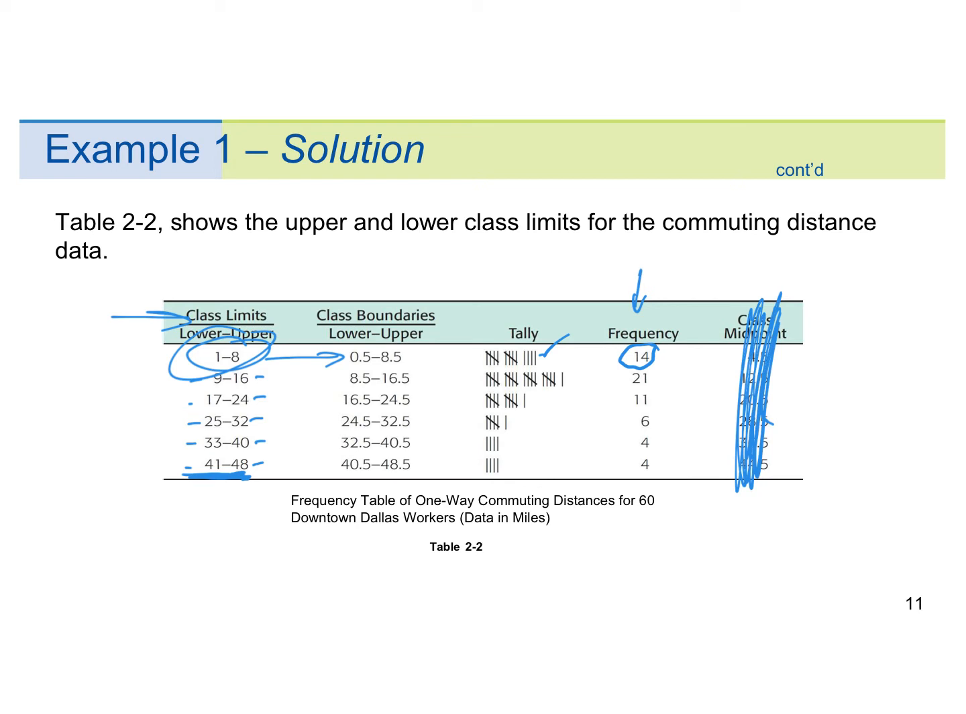Okay, so let's talk about here. 9 through 16, there were 21. 17 to 24, there were 11 data pieces. Between 25 and 32, there were 6 data pieces. Between 33 and 40, there were 4 data pieces. And between 41 and 48, there were 4 data pieces.